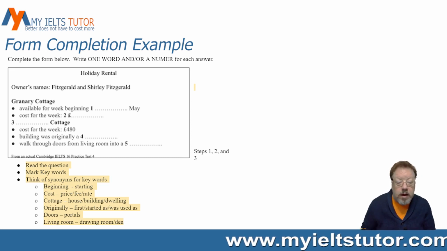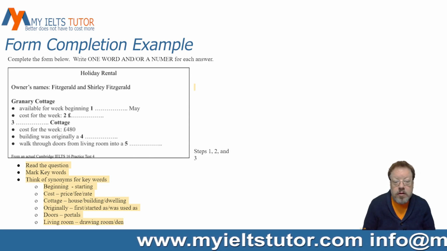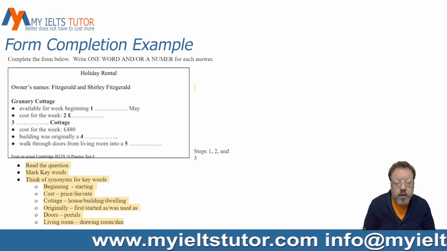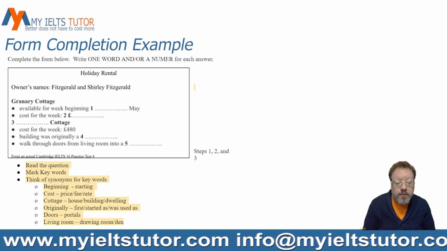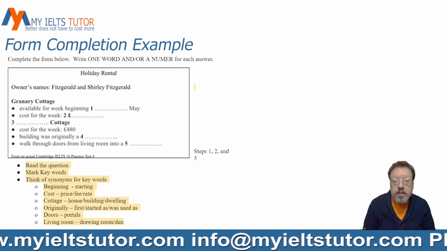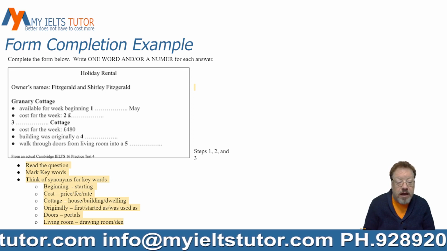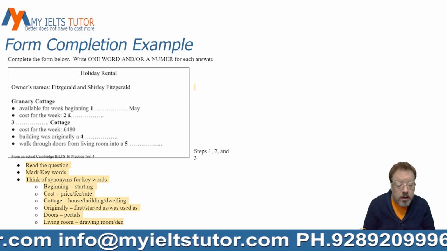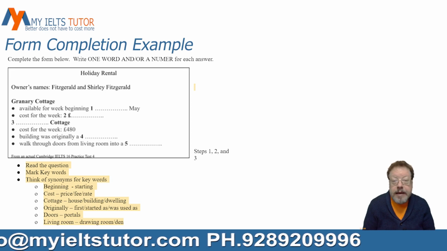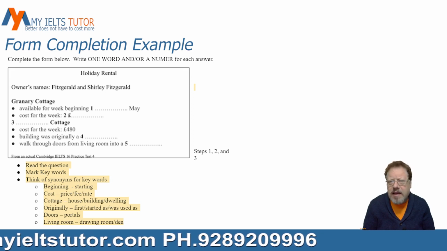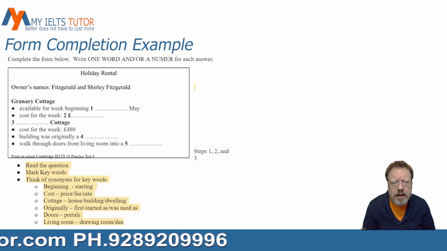First, we want to read the question. So the questions here are the individual sentences: available for week beginning blank May. That's question 1. Cost for the week, 2, blank pounds. So we know we need to listen for a value, a certain value, a number. Then for number 3, blank cottage. That kind of sounds like a name, so we probably want to listen for a name.